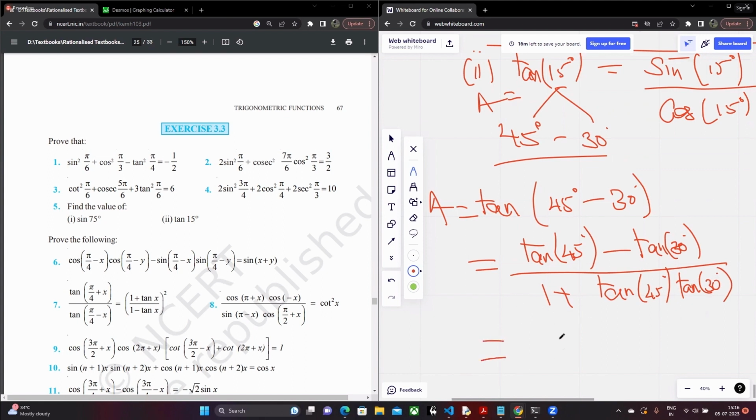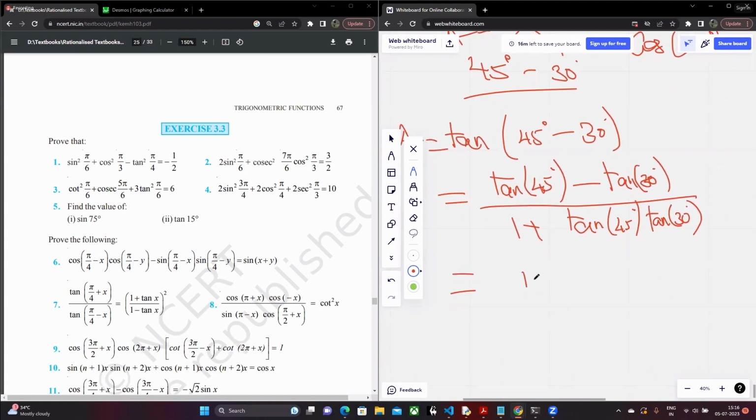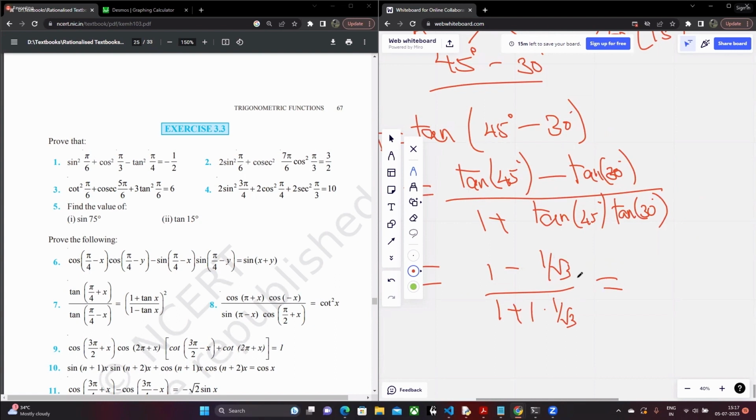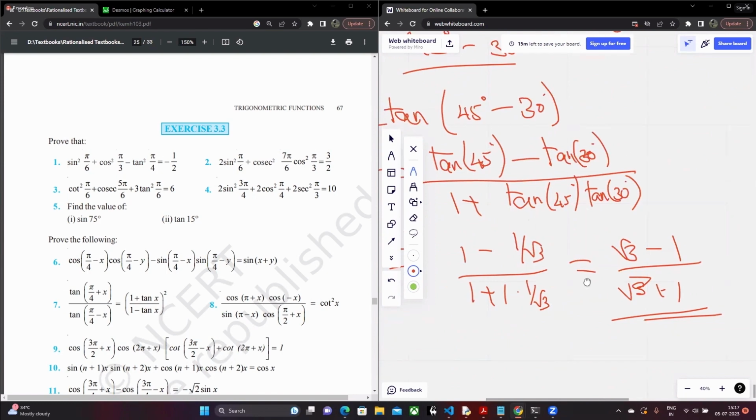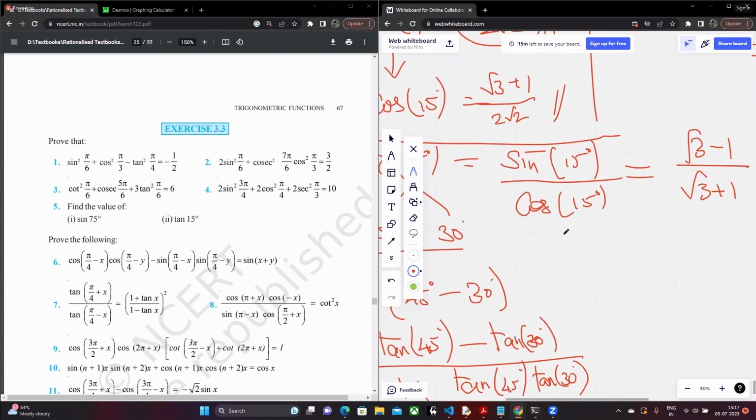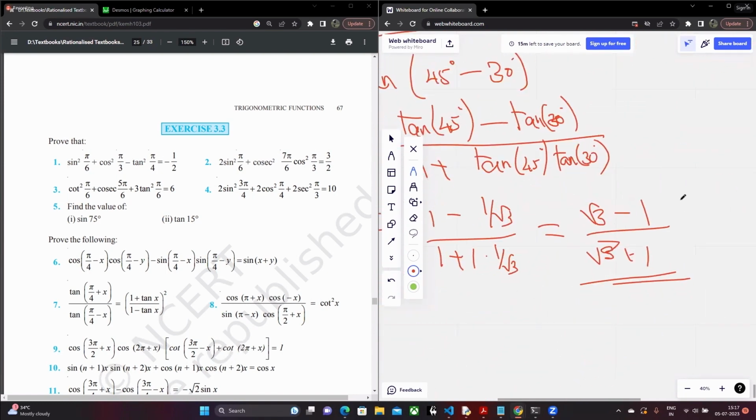Right? Which is basically 1 minus 1 by root 3 divided by 1 plus 1 by root 3 into 1, right? Because tan 45 is 1. So if I rationalize this, I just multiply root 3 on both the numerator and the denominator. I'll basically get root 3 minus 1 divided by root 3 plus 1, which is what I've written earlier. But this is by the tan formula, while this is by taking the values of sin inverse. So this is what you get.